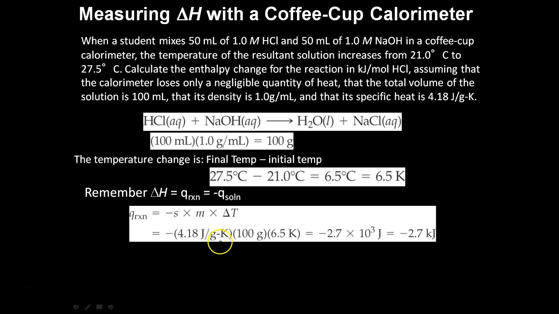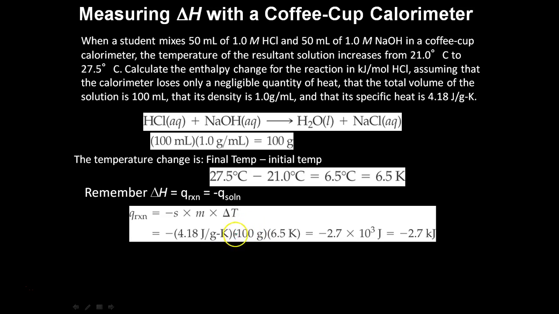So we got the heat capacity for water. We're assuming that the solution is the same as the heat capacity for water, and that the mass is 100 grams and that the temperature change is 6.5 Kelvin. So now we multiply all of these together and we see that we end up with negative 2.7 times 10 to the 3 joules. Well, if we want to get rid of the exponential notation, we can just convert it from joules into kilojoules, and it ends up being negative 2.7 kilojoules. Now notice there is one thing that's a bit of an error in here.